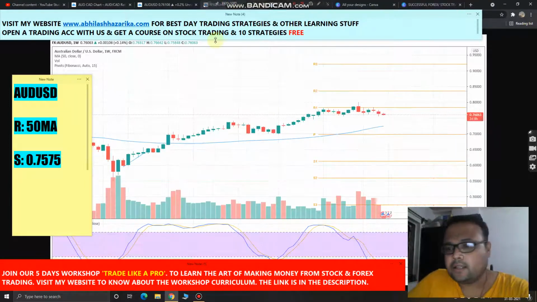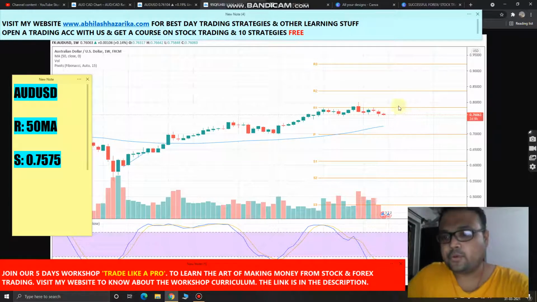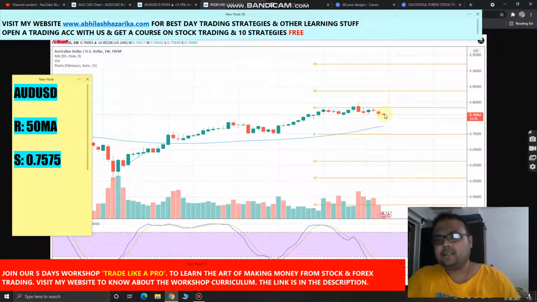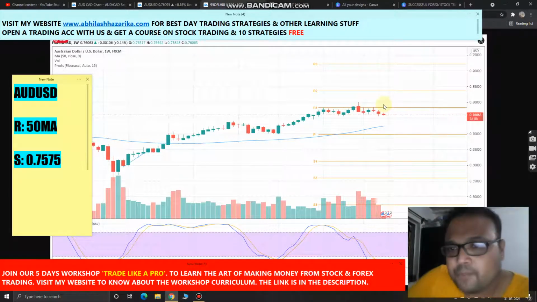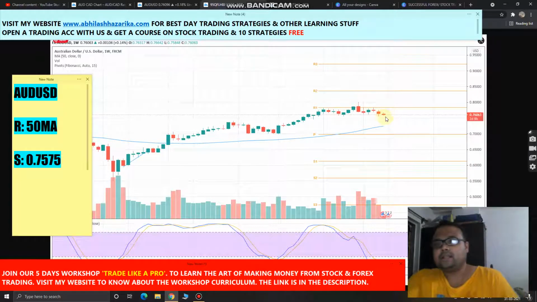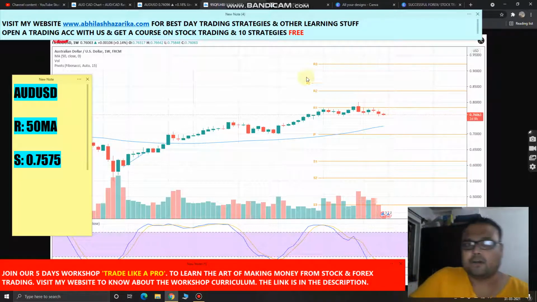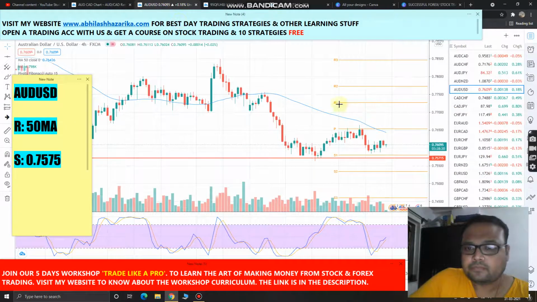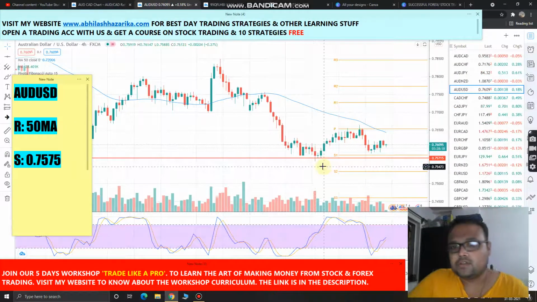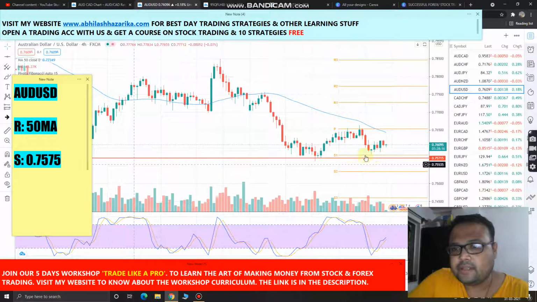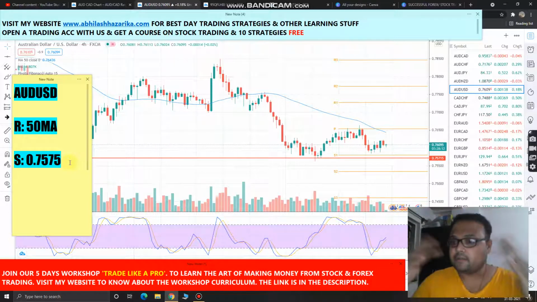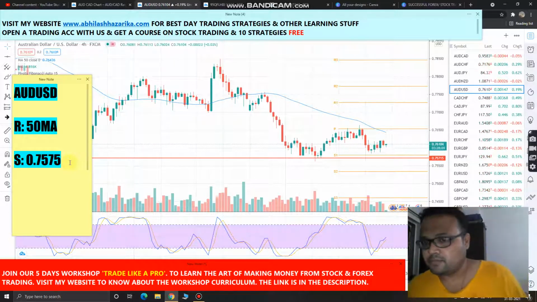Let me show you the weekly chart. This is the weekly chart, and in the weekly chart we cannot see any important levels, so the weekly chart is not required as of now. One thing we have understood: yes, 0.7575 is a very important level for the market. And overall the trend of the market is also not towards the upside but towards the downside.